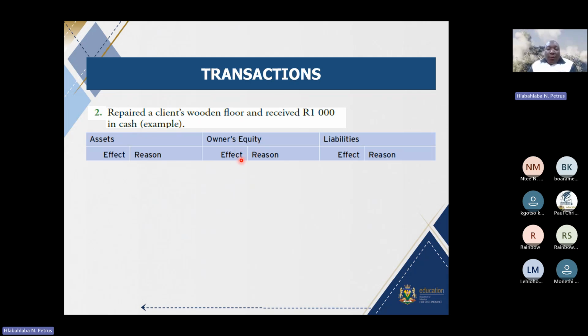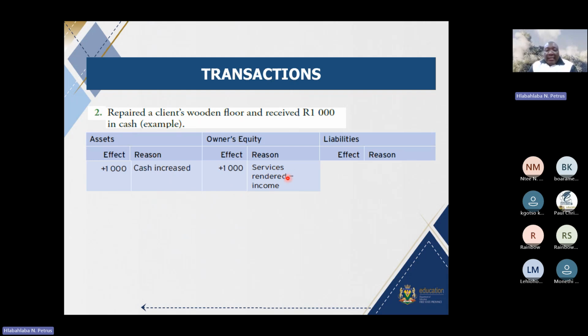Let us see how we are going to record it. It is going to be plus 1,000 Rand under the effect, because the money is coming into the business, plus the assets, and our cash is going to increase. Cash increase, you can also say bank increase. Instead of saying cash, you can say bank increase. It is still acceptable. Let's check under owner's equity. It is going to be plus 1,000 Rand.